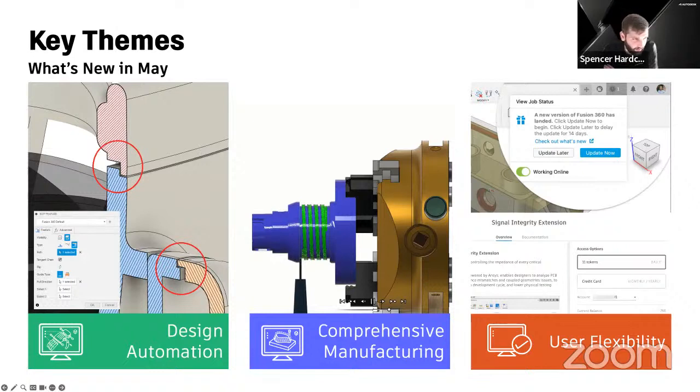But it doesn't just stop there. We've got turning improvements in this release. We've got nesting enhancements for the 2D applications. Think of lasers, plasmas, water jets, and routers. And then a whole host of additive capabilities brought into this release too. And then the last theme is really looking at user flexibility and allowing the user to use Fusion in the most flexible way possible so that you can really start to dive into how you want to use the product rather than how we want you to use it.